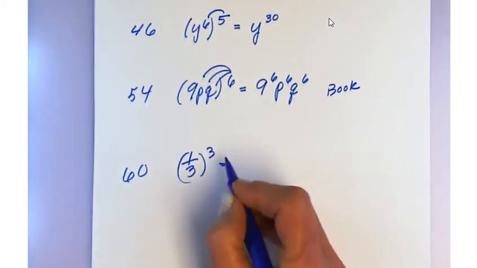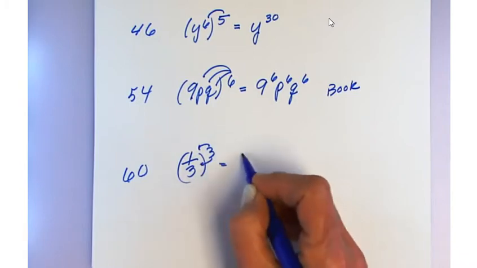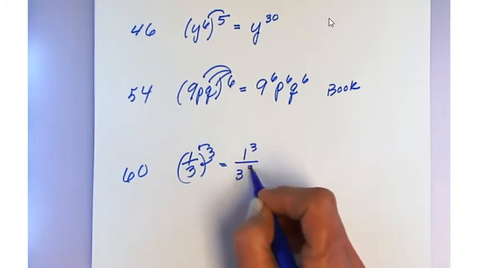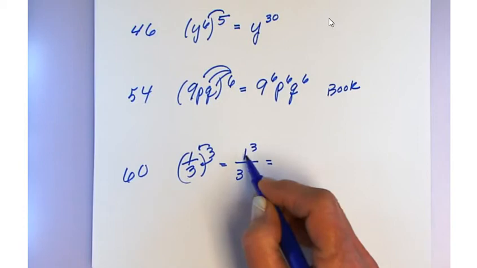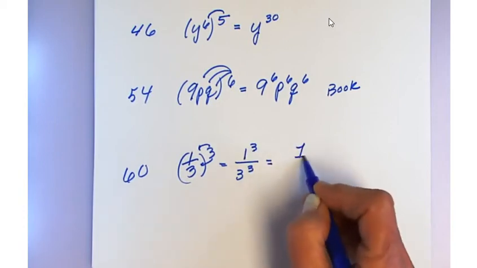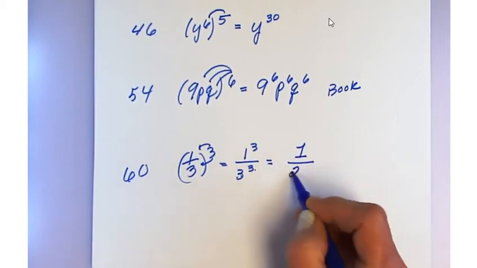Remember, we have to distribute the 3 in the numerator and the 3 in the denominator. 1 to any power is 1. 3 cubed is 27.